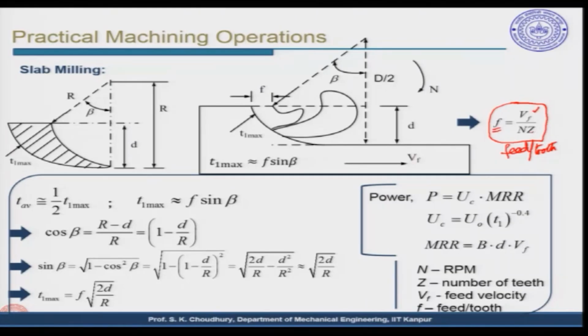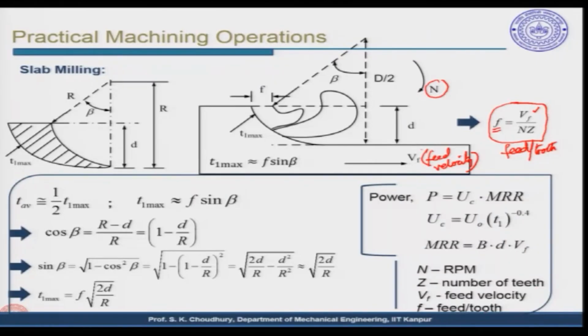z, and the Vf is the feed velocity as shown in here. This is the feed velocity, and n and z: n is the RPM of the milling cutter. Okay. Here it is written, and z is the number of teeth in the milling cutter. This is the feed velocity and this is the feed per tooth.